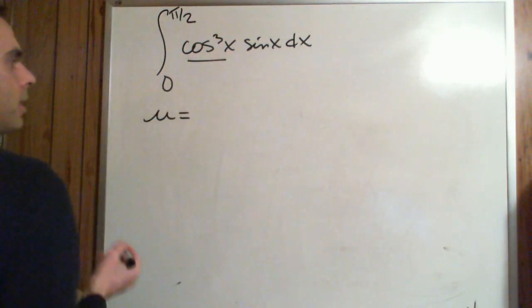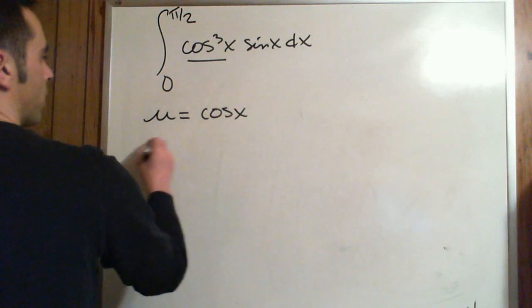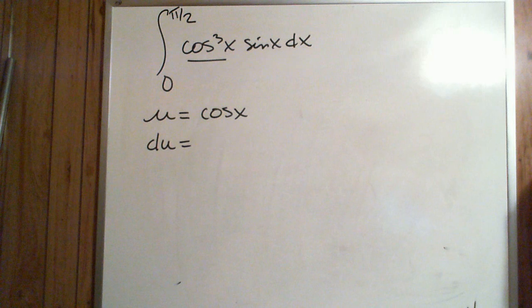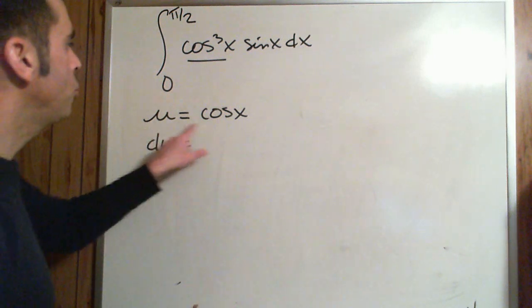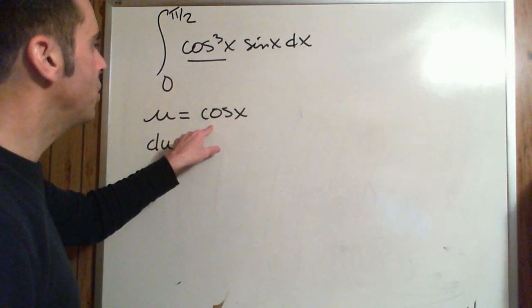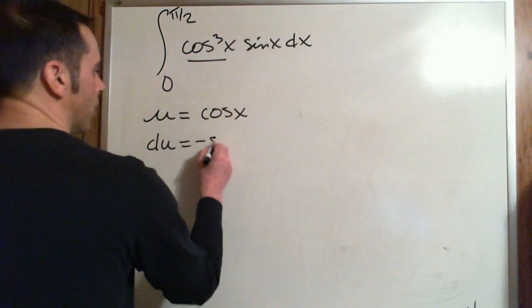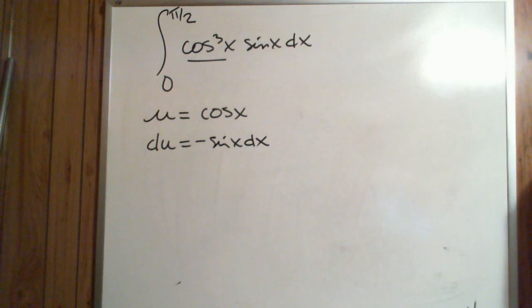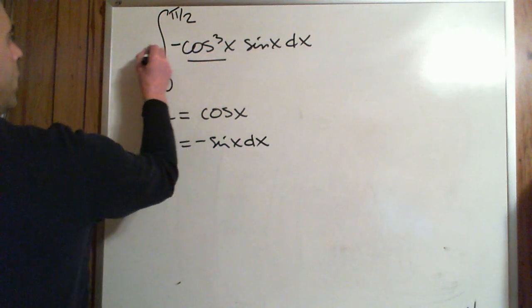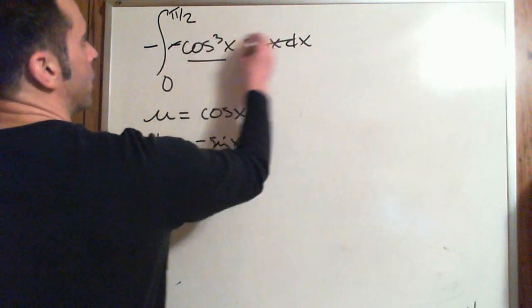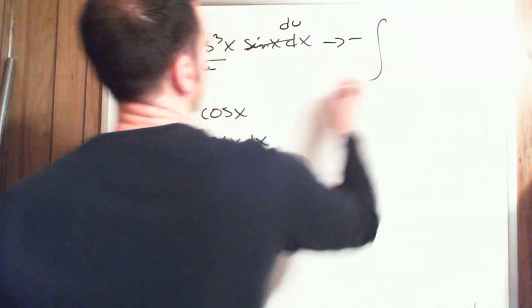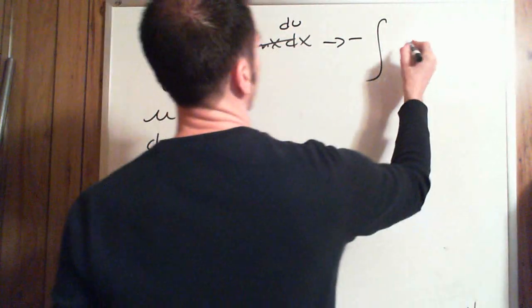Choose u to be the inside stuff, cosine x, du. Here's where a lot of you are making mistakes in taking your antiderivatives. Once you choose u to be cosine, the derivative of a cosine function is a negative sine. A lot of mistakes on your previous test came up because you were not putting in the negative. Put a negative in, take one out, so all of this will become the du, and this will become u cubed. So this becomes the negative indefinite integral of u cubed du.